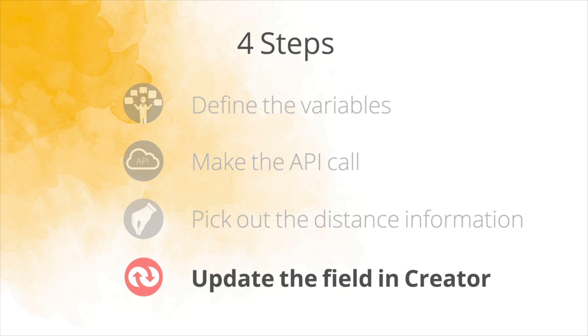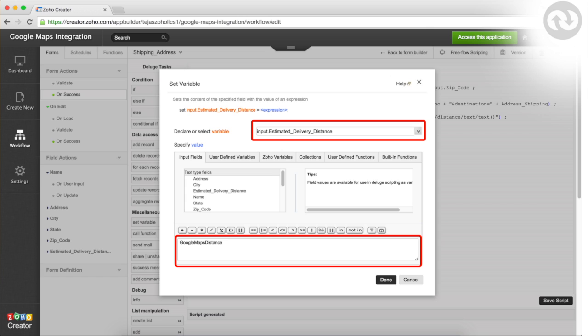So the last thing we want to do is update a field in Creator, right? So this is simple. What we want to do is say the input.estimated delivery distance equals the Google Maps distance, which is the variable that we just pulled out of that XPath. Nothing too scary. We're done. We're done. This is it.